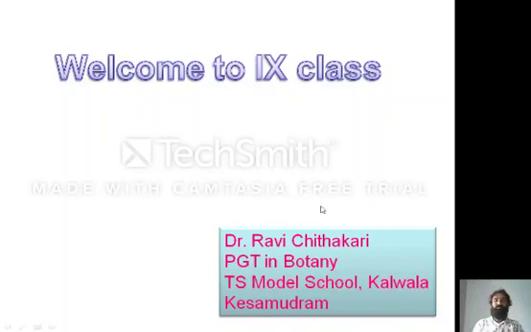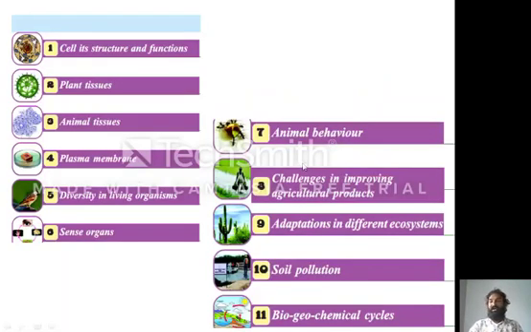Okay, so we are going to learn about biology. In your ninth class biology syllabus, there are 11 chapters. Already you studied the cell and its structure in your previous class. In this class also, your biology syllabus starts with the cell, its structure and function.